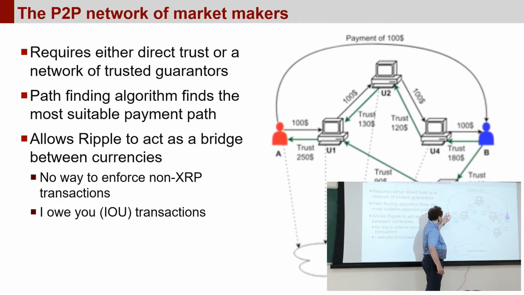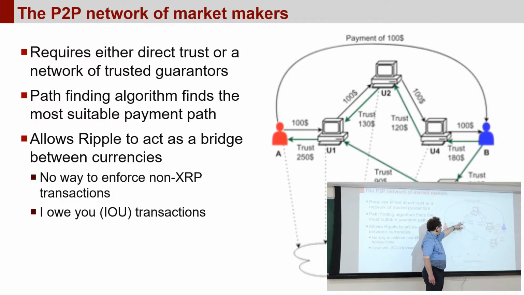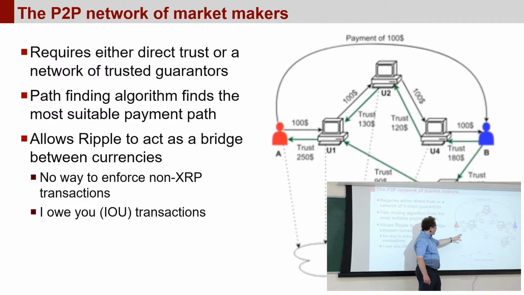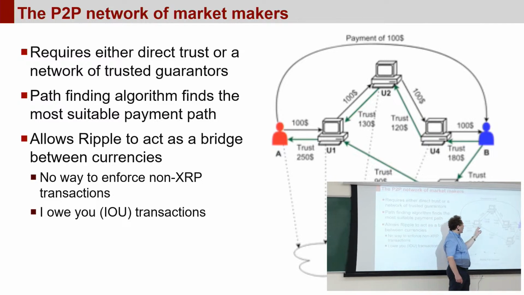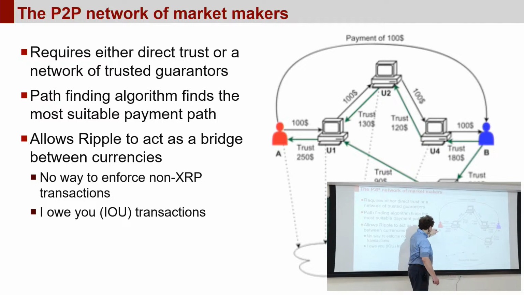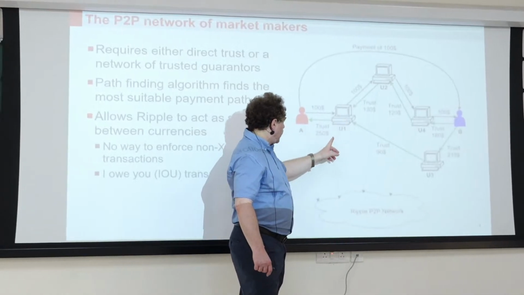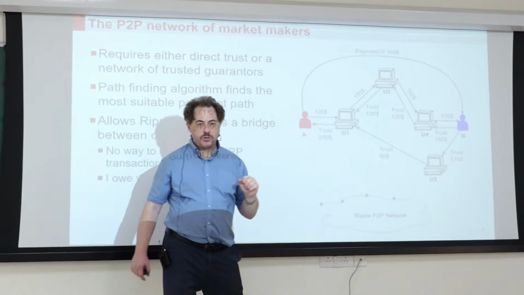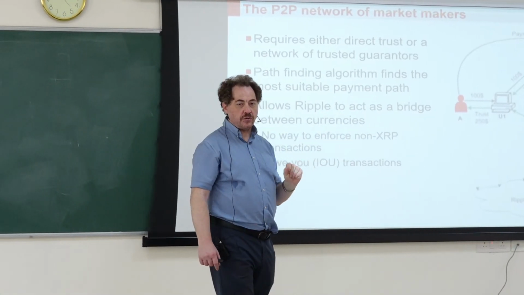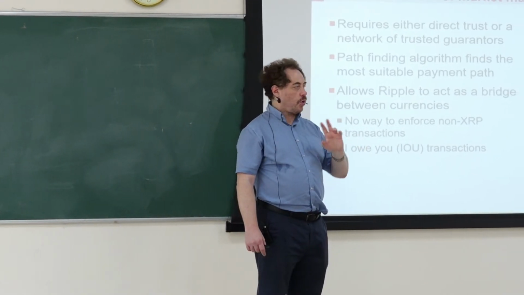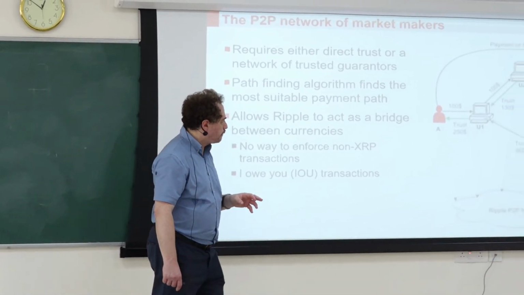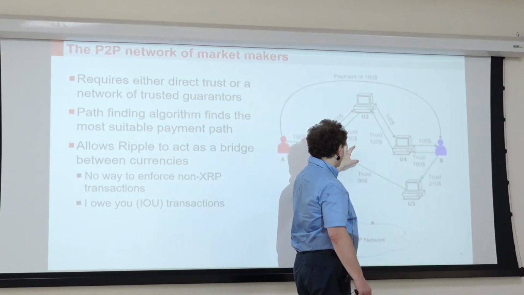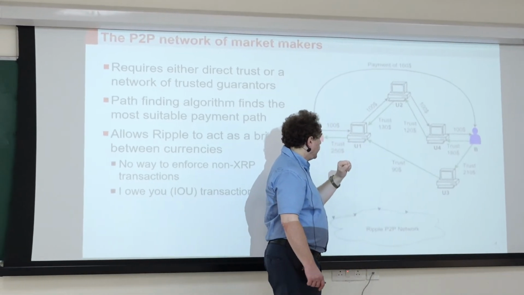So what happens is that every financial institution has a limit of trust towards every user and every other financial institution. So you can see here, institution U1 has trust of up to $250 for A. So as long as A wants to transfer a smaller amount of funds, it's okay. And then U2 has a trust of up to $130 towards U1.